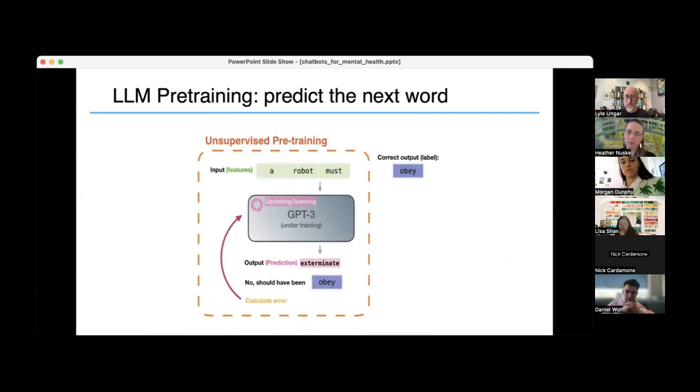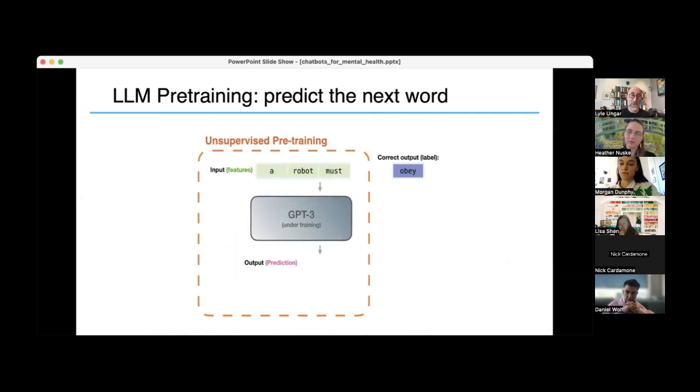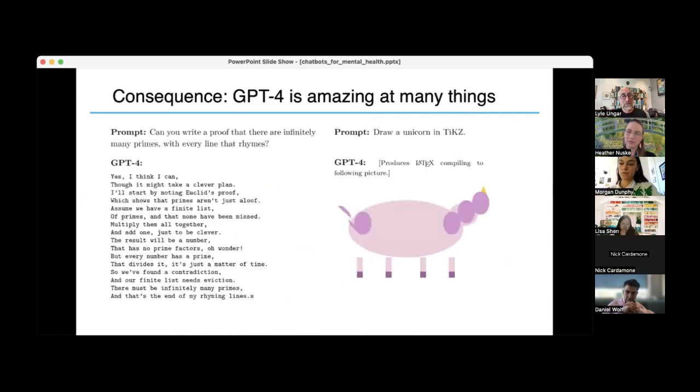It's, for me, a philosophy question, and I'm not particularly interested in philosophy. It's just really good at doing things based on predicting the next word. You can do things that are all fun, like, can you write a proof that there are infinitely many primes where every line rhymes, and it does a pretty good job. Or draw a unicorn in TikZ, which is a weird programming language that doesn't have a lot of power. It does just amazing things.